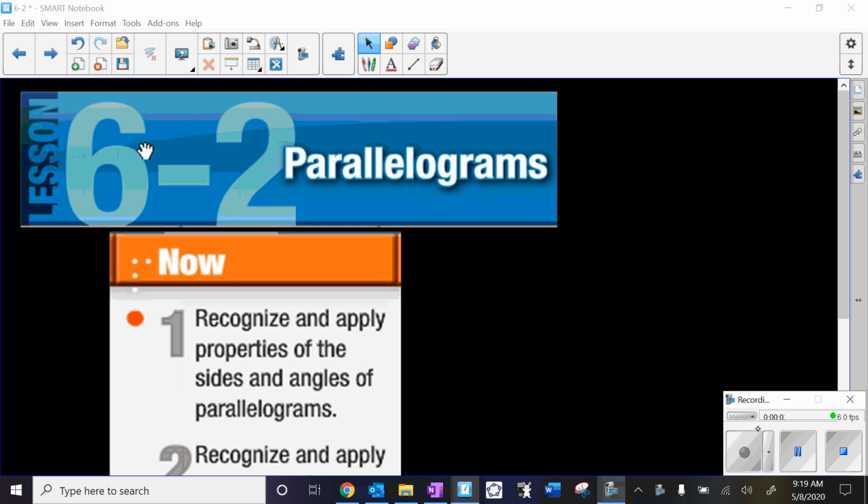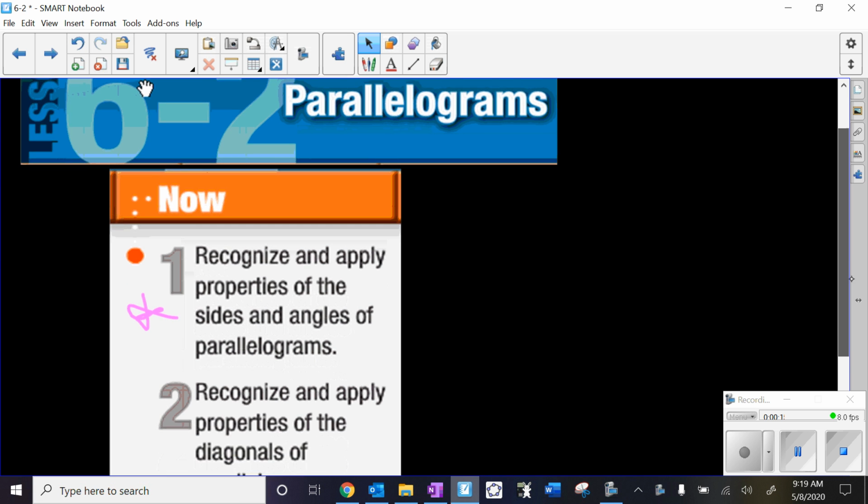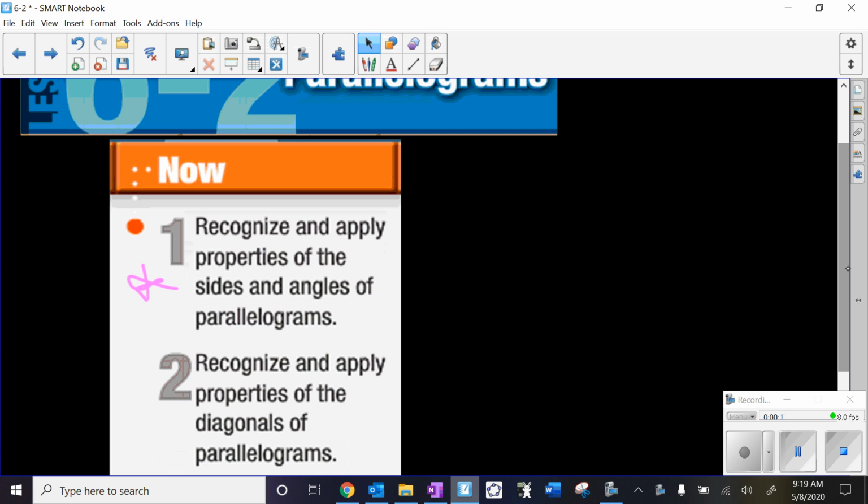For the rest of Chapter 6, we're going to specifically look at quadrilaterals. And the first type of quadrilateral that we're going to deal with is called a parallelogram. So we're going to look at applying properties of sides and angles of polygons. And then we'll look at properties of the diagonals of parallelograms as well.